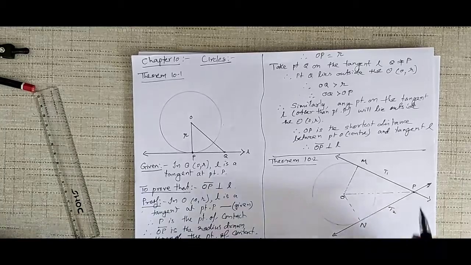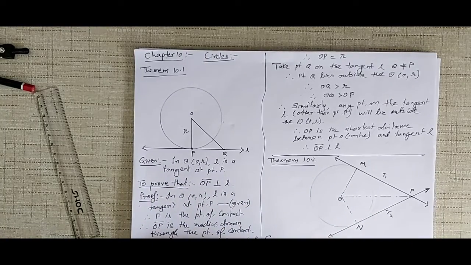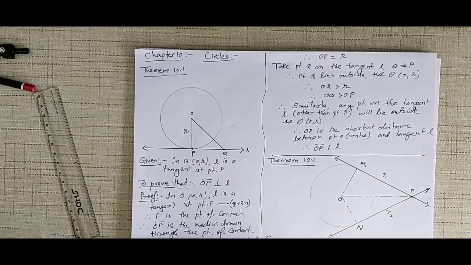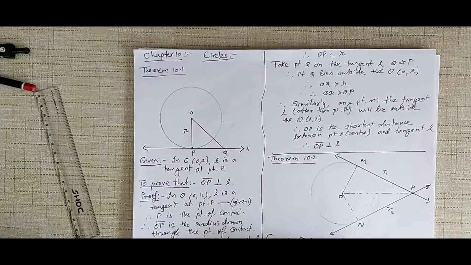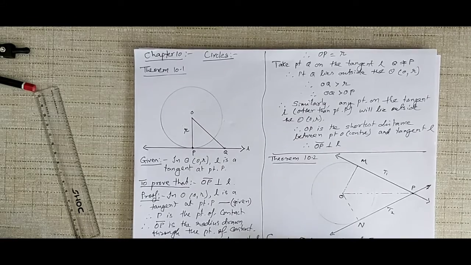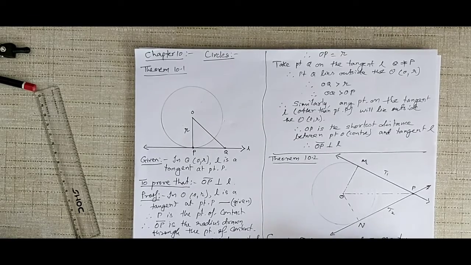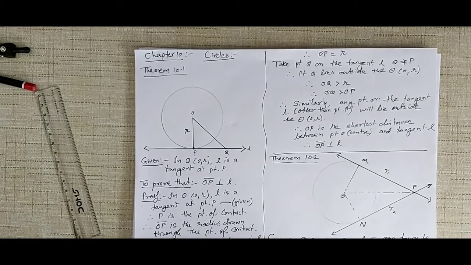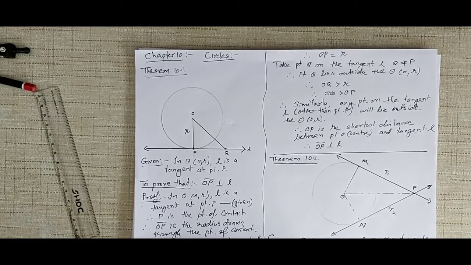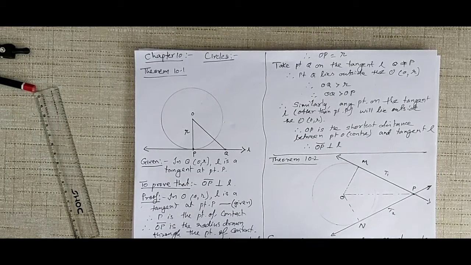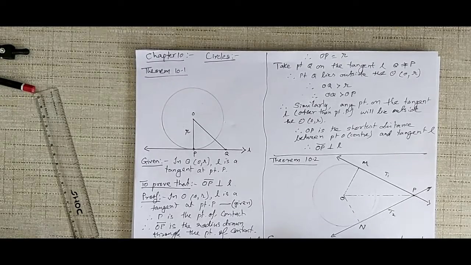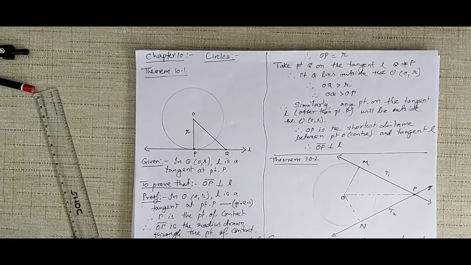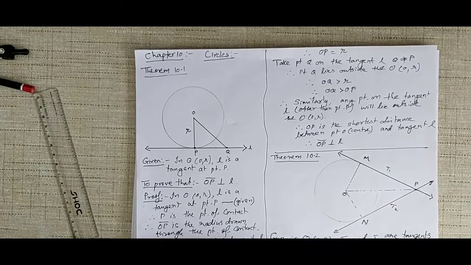Okay, so what are we given here? We are given a circle with center O and radius R. From point P, T1 and T2 are tangents at points M and N from an external point P. Alright, understand what is given.